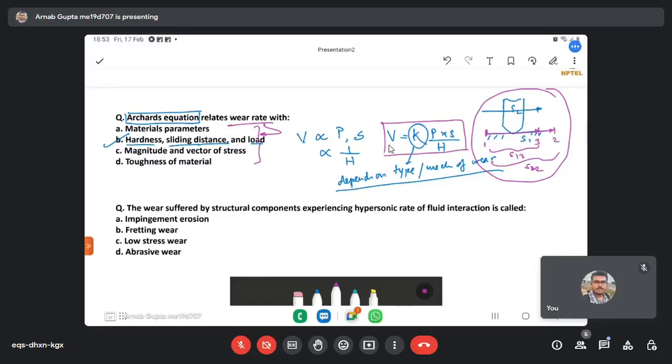So it's obvious, right? If you increase the speed, the wear rate will increase.